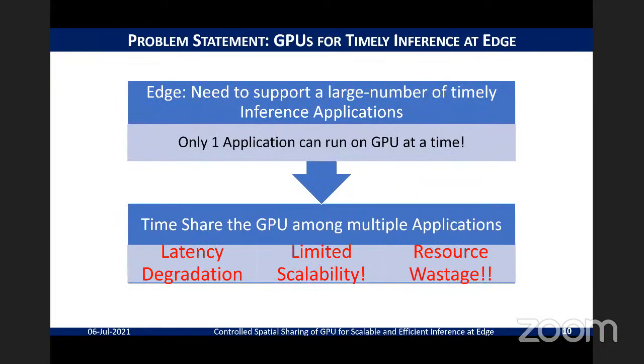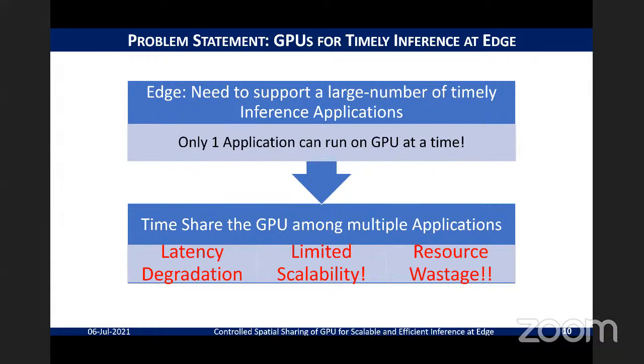Okay, so to summarize the whole picture, the main thing is we want to build a timely inference service at the edge, and we want to utilize the GPUs. So the problem statement now is, if we want to utilize the GPUs, what are the constraints tied to it, and what are the challenges that we need to overcome?